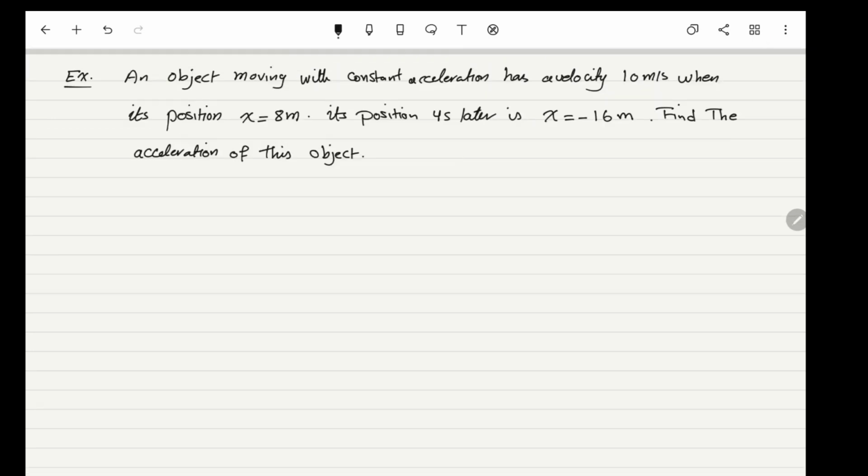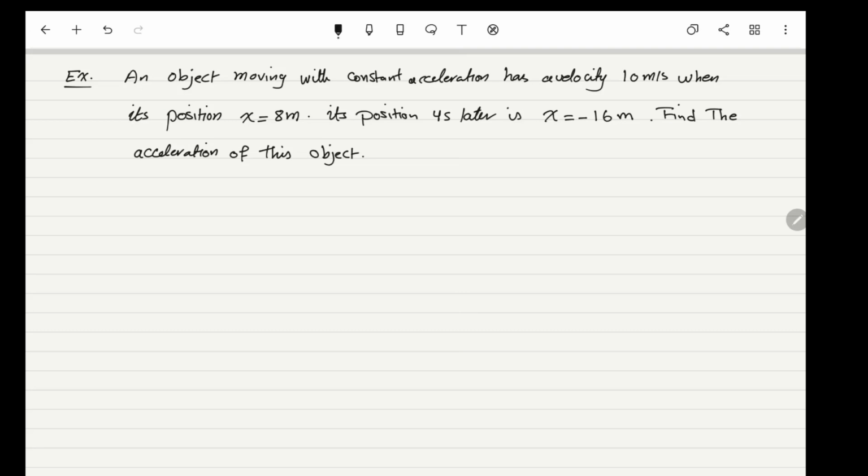Example: an object is moving with constant acceleration and has a velocity of 10 meters per second when its position is at x equal to 8 meters. Now its position 4 seconds later is minus 16 meters. Find the acceleration of this object.